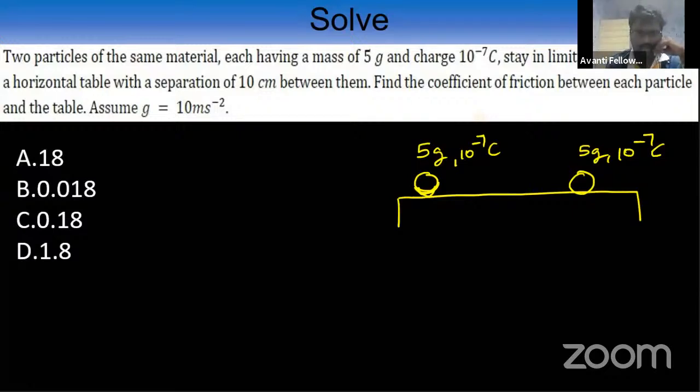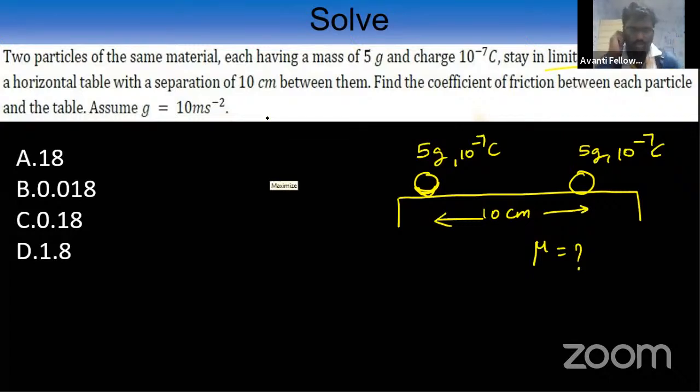Now, the distance between these two charges is 10 centimeters. Find the coefficient of limiting friction. They are in limiting equilibrium. Find the coefficient of friction between each particle. So you have to find what is mu.